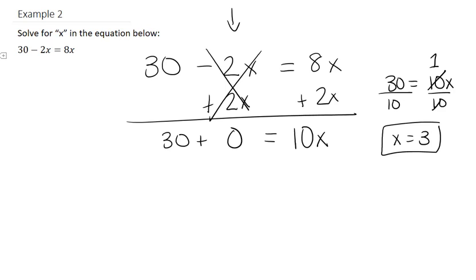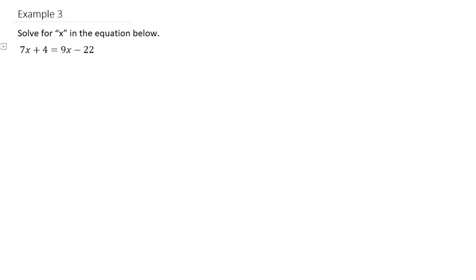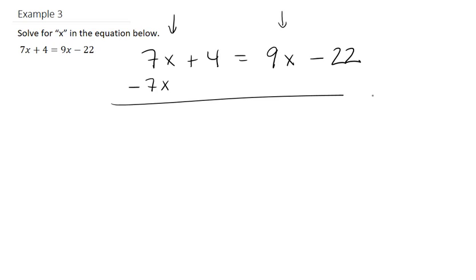Let's do another example. Example 3, solve for x in the equation below. So here we have 7x plus 4 equals 9x minus 22. So now we have to do two things where we have to move things around. We need to move either one of these variables, and then we also need to move one of the numbers. So the variables on one side and then the numbers on the other. So let's go ahead and just subtract the 7x to both sides. This way we have a positive number on the right hand side with the x.